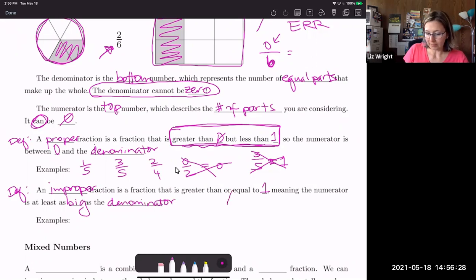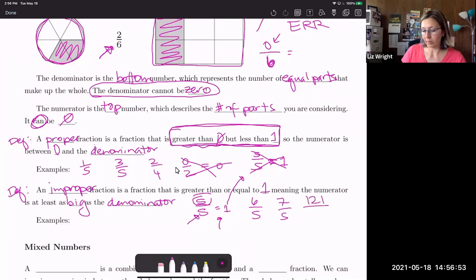So we can go back up to this example, right? We've got 5 out of 5, and that equals 1. So that would be an improper fraction because it's going to be 1 or more once we simplify it, right? So this one equals 1. So that could be like 6/5, 7/5. So anything where our numerator up here is either equal to our denominator or larger than it, so it could be 121 over 2, anything like that, is going to be an improper fraction.